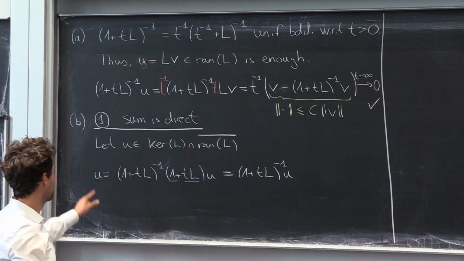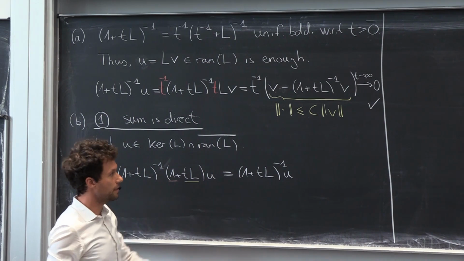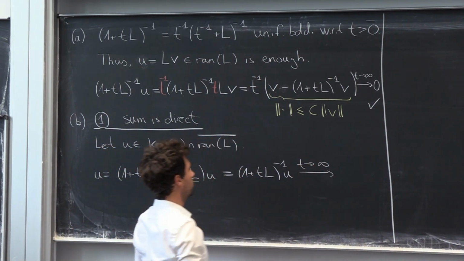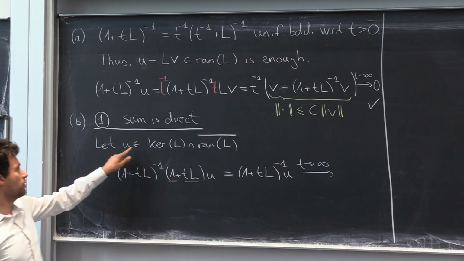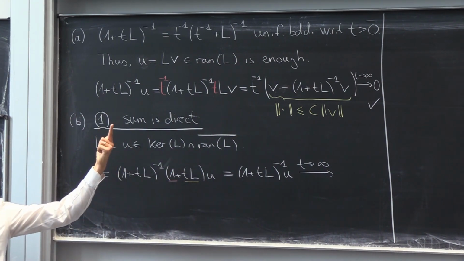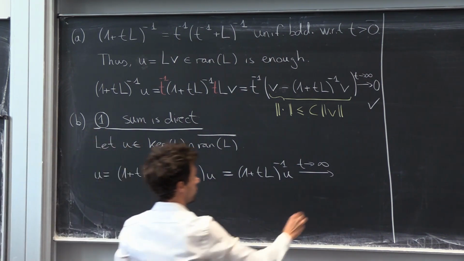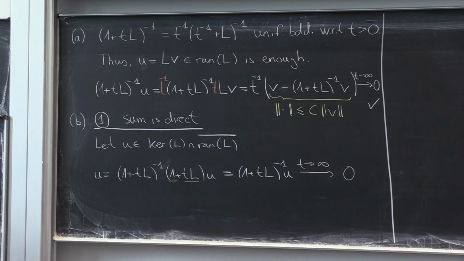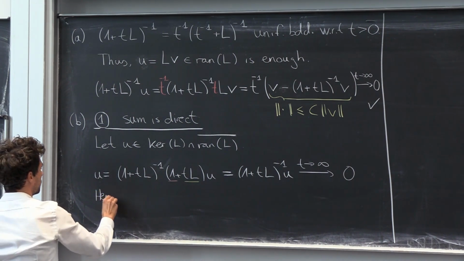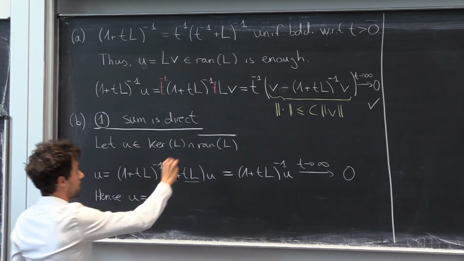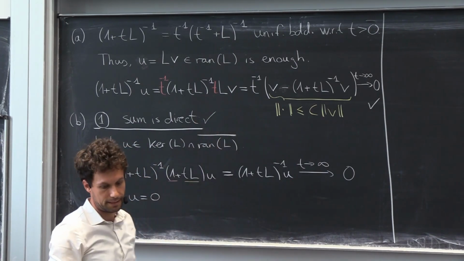But now you see, U is equal to this for every t. So if I let t tend to infinity, then because U is also in the closure of the range, I can use the A part to conclude that this goes to 0. So the constant sequence U goes to 0, meaning that U is equal to 0. Okay? Okay, so the sum is direct. That's good news.